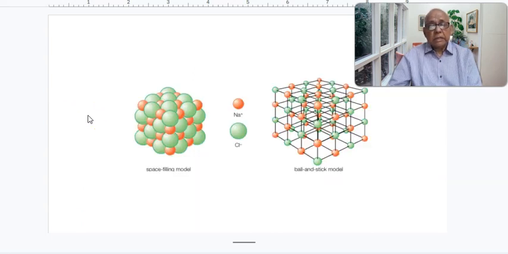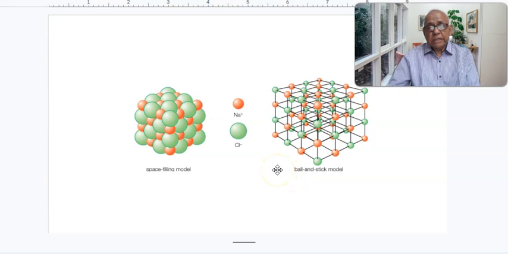This slide shows the structure of sodium chloride. I especially want to talk about it because this is the first X-ray crystal structure of sodium chloride, which was done in 1912 by Henry Bragg, father and son. I specifically want to say that there are two models here. One is the space filling model and the other is the ball and stick model.